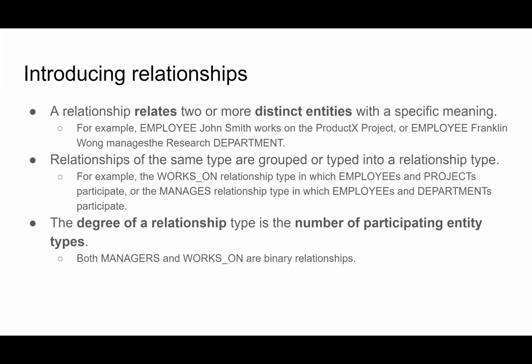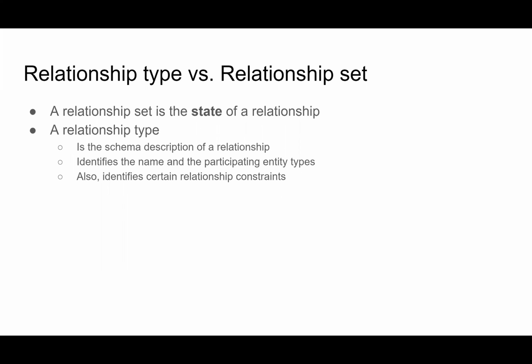Relationships of the same type are grouped or typed into a relationship type. For example, the works on relationship type in which employees and projects participate, or the manages relationship type in which employees and departments participate. The degree of a relationship type is the number of participating entity types. Both manages and works on are binary relationships.